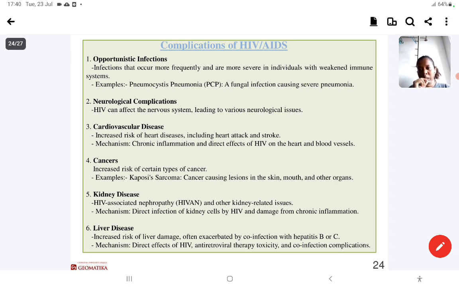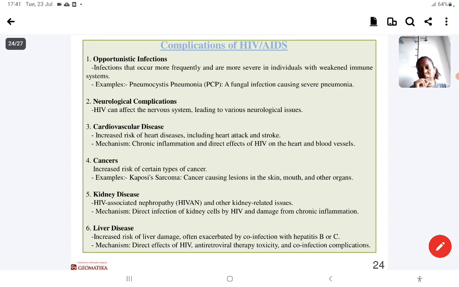Number three will be cardiovascular disease, which has an increased risk of heart disease, including heart attack and stroke. The mechanism will be chronic inflammation and the direct effect of HIV on the heart and blood vessels. Number four will be cancer. It also increases the risk of certain types of cancer, for example Kaposi sarcoma, a cancer causing lesions in the skin, mouth and other organs.